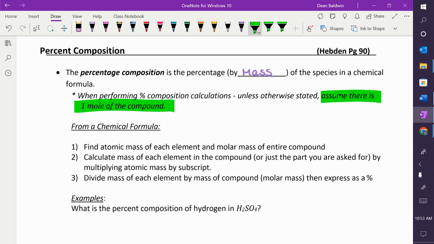Okay, so I'll just read out the steps quickly, but once you do it a couple times, it makes sense. The first thing, like in pretty much every chemistry question, is find the molar mass. If you don't know the molar mass, figure it out. Then calculate the mass of each element in the compound, and divide the mass of each element by the mass of the compound. You're basically doing a percentage calculation, hence the name percent composition.